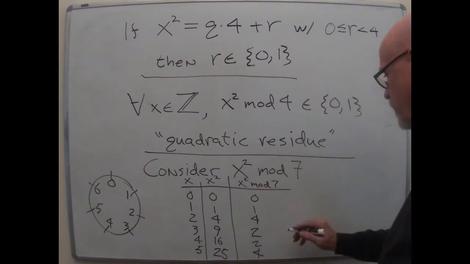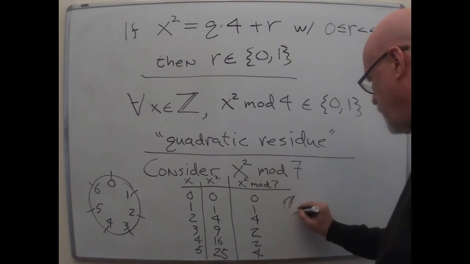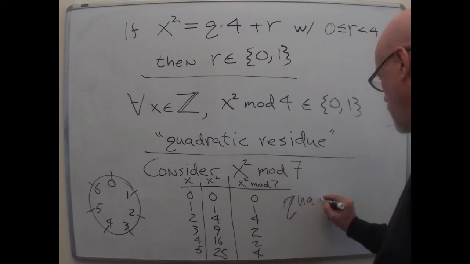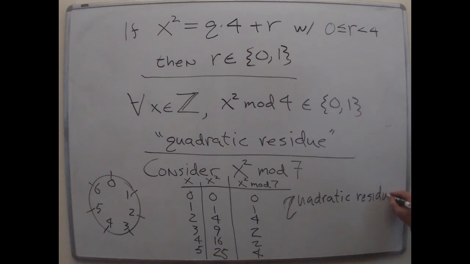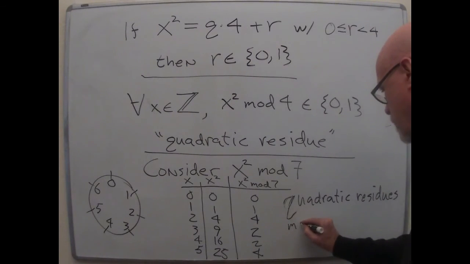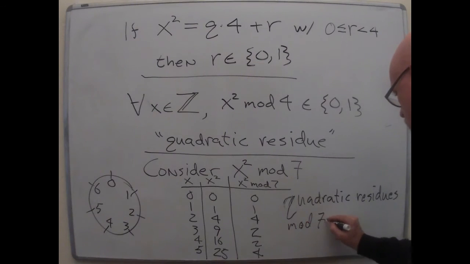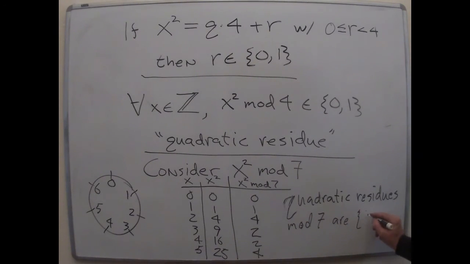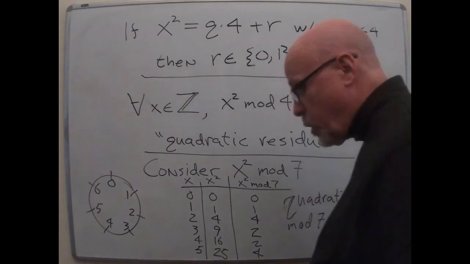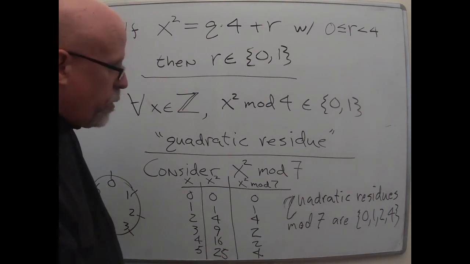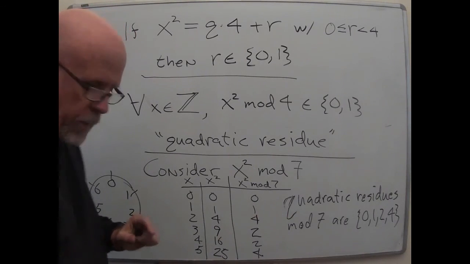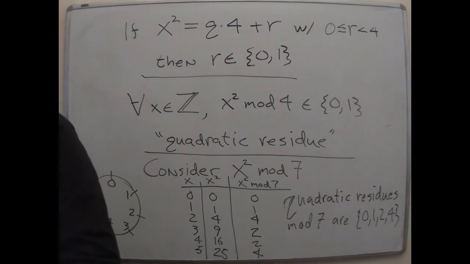So what are the quadratic residues? The quadratic residues mod 7 are 0, 1, 2, and 4. So no square will ever be 3 mod 7. No square will ever be 5 or 6 mod 7. Just those are the only possibilities. Okay, that's the end of section 4.1.